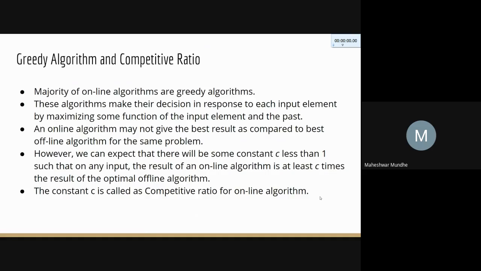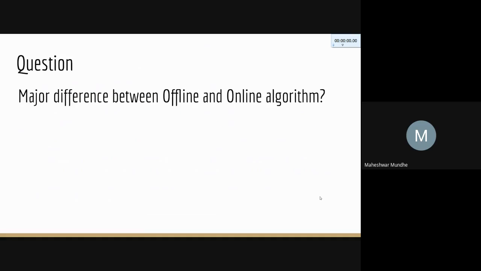So the question I would like to ask is, what is the major difference between the offline algorithm and the online algorithm? The major difference is that in the case of an offline algorithm, the entire data is present before a decision is made, whereas in the case of an online algorithm, the decision is made before the future data is received. So Venkata will continue with the next part of the presentation.